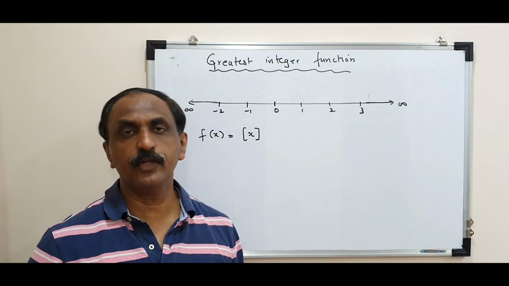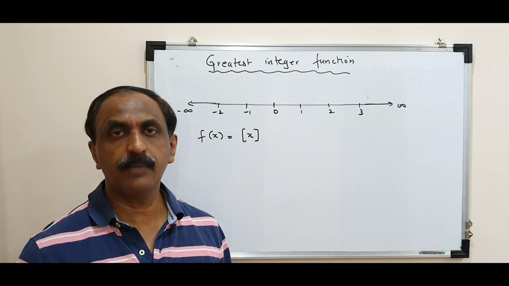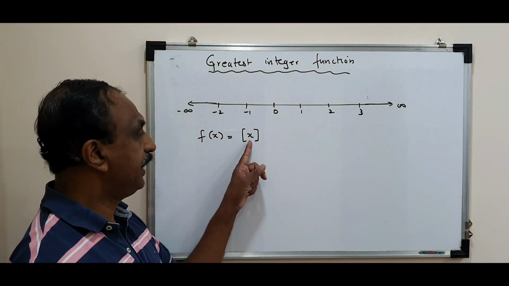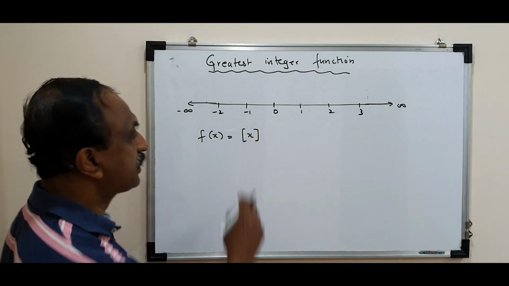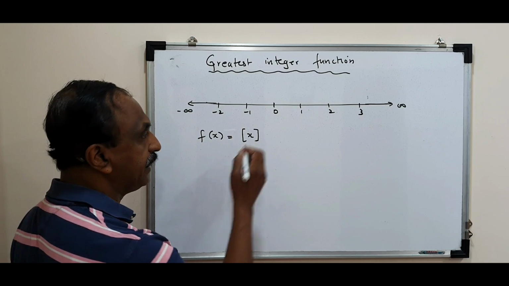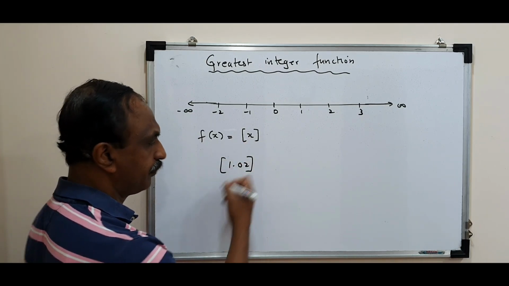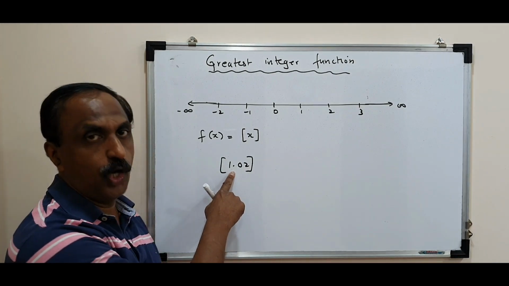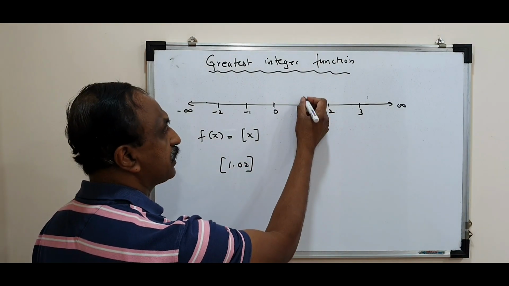We will discuss a new function which is known as the greatest integer function, which is slightly different from the usual functions. So let's have a look at it. The greatest integer function is denoted by a square bracket. Let's find out the value for a number. Let's say x takes the value 1.02. We read it as the greatest integer not greater than 1.02. Where does 1.02 come? Let's say this is 1.02.